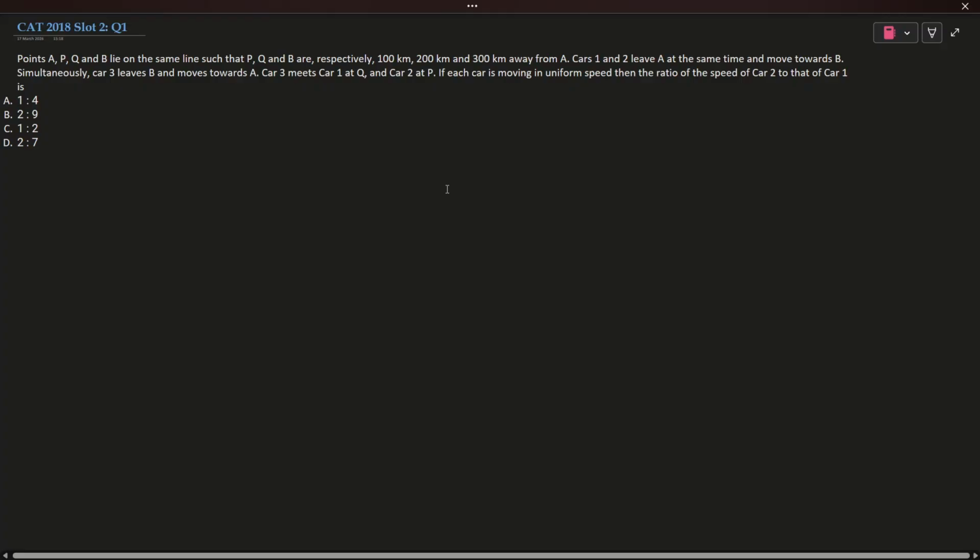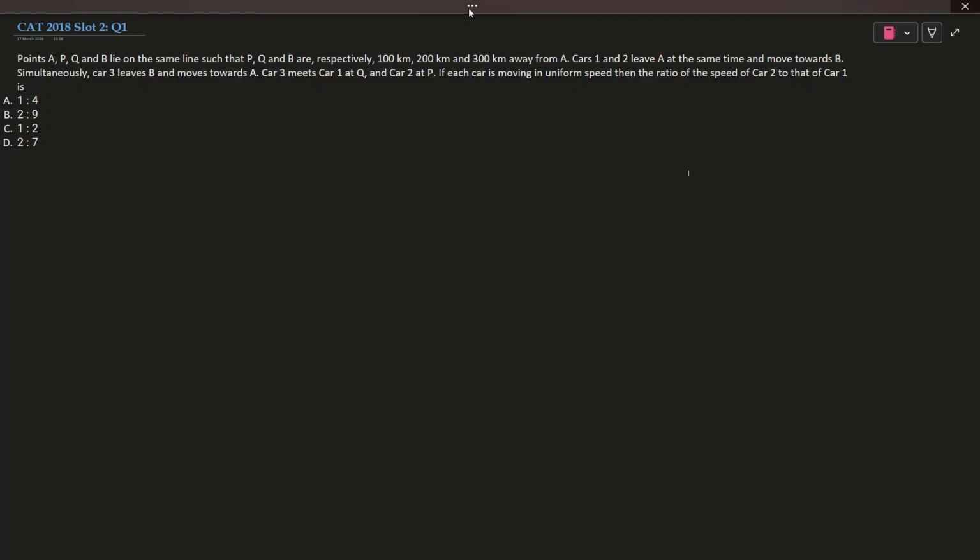So starting off with the first question: points A, P, Q and B lie on the same line such that P, Q and B are respectively 100, 200 and 300 kilometers from A.